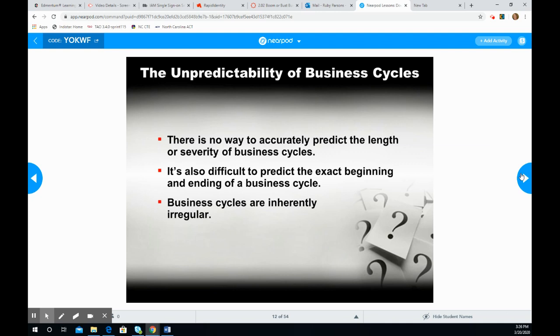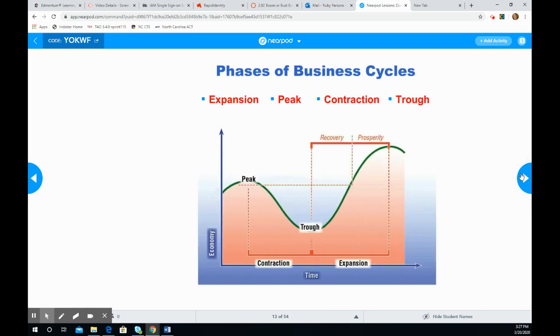All right, the unpredictability of a business cycle, because it is unpredictable. There's no way to accurately predict the length or the severity of a business cycle. Like a week ago, honestly, we were sitting in prosperity. Life was good. And look what happened. All within a week, the economy is slipping into a recession. It's also difficult to predict the exact beginning and ending of your business cycle. Business cycles are inherently irregular because there's nothing that you can predict.